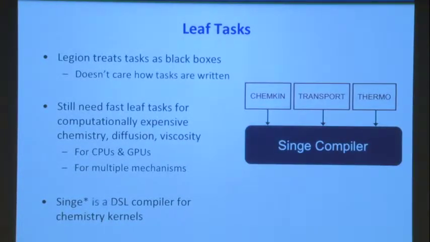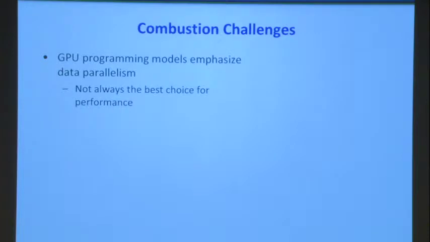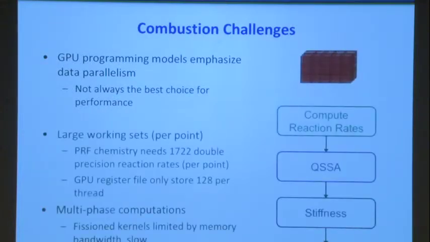It runs it through this DSL Singe, and it emits very fast kernel code for different types of architectures. It emits fast CUDA code for GPUs and fast AVX SSE code for different kinds of CPUs. And one of the challenges is that GPU programming models currently emphasize computational throughput, which is not always the best choice for performance, especially when you have large working sets like we do.